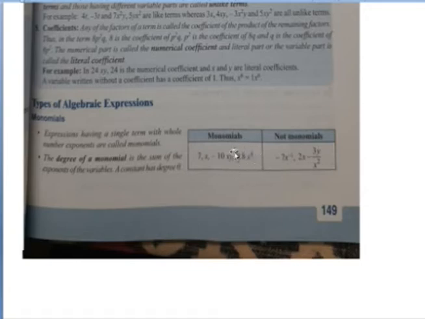So these are monomials. But here, if you see in this term minus 7x to the power minus 1, the power of x is negative. So first of all, this is not a polynomial. Polynomials always have positive integral powers. Okay, so this is not a polynomial. And here in this term the power of x is negative, so it is also not a polynomial.